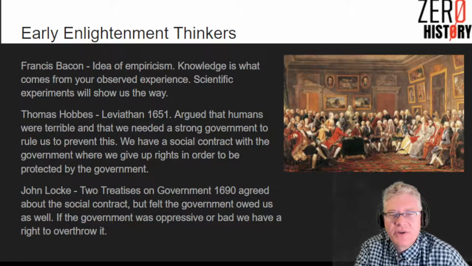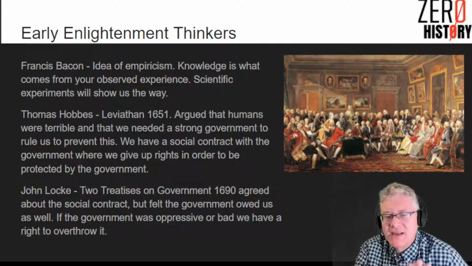He essentially also, though, so that's not as famous, like it doesn't carry over as much, but the idea that we have a social contract with the government where we give up rights in order to be protected by the government is a big one for Hobbes. That's a big one that carries over.